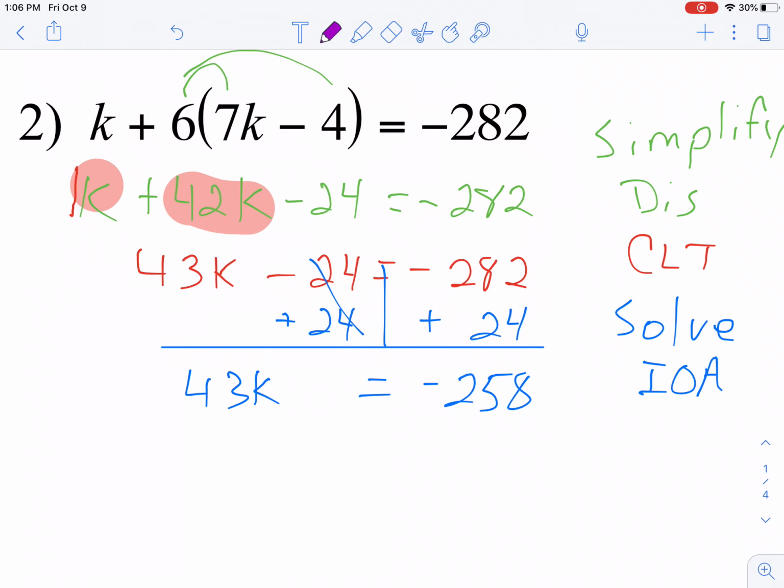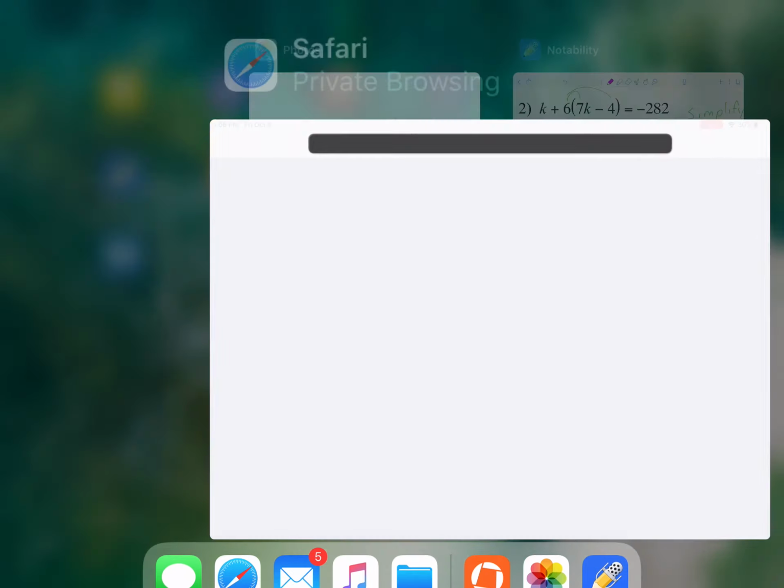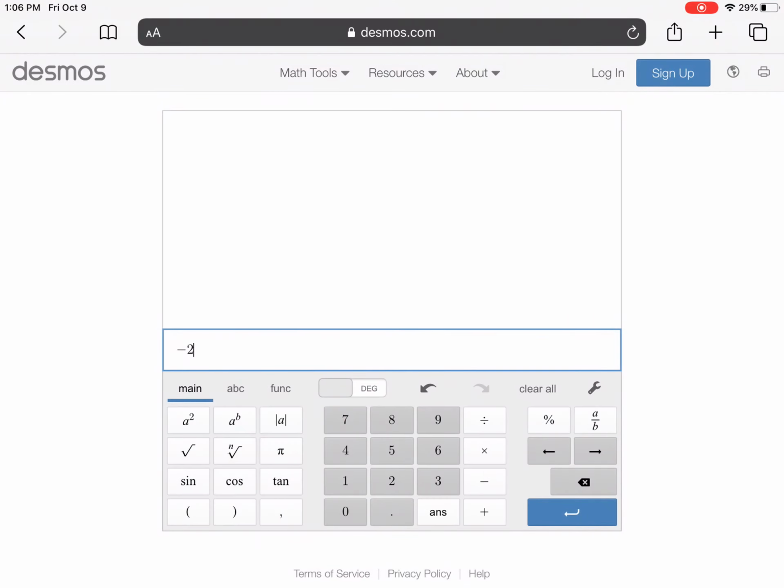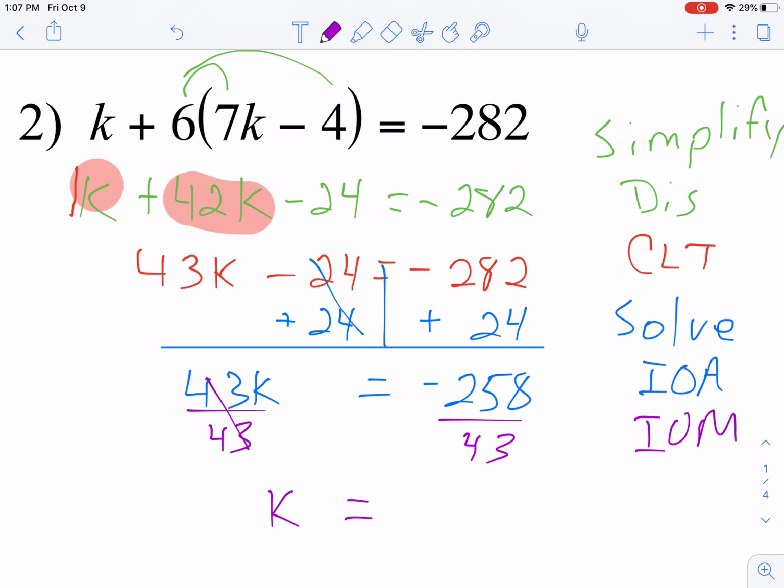I'm now going to do the inverse of multiplication, and I'm going to divide both sides by 43. The 43s are going to cancel. K is going to drop down. It's going to be equal to, I'm going to use Desmos, negative 258 divided by 43. Negative 258 divided by 43 gives me negative 6. The only thing I would enter into Canvas is negative 6.